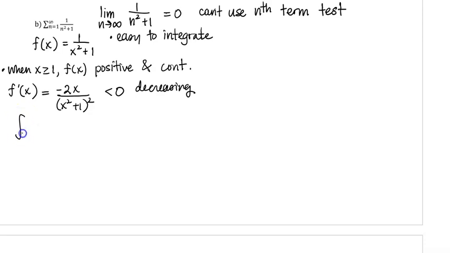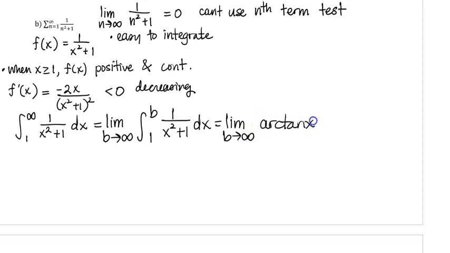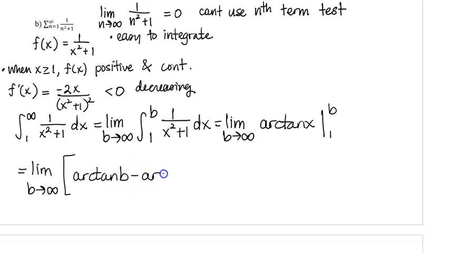So now I will go to evaluate the integral from 1 to infinity of 1 over x squared plus 1 dx. This is an improper integral, so I will introduce a limit as b goes to infinity, and I'll replace my upper limit of infinity with b. This integral is equal to arctangent. That is an integral rule that we have. We will need to evaluate this arctangent from 1 to b. So we have arctan b minus arctan 1.